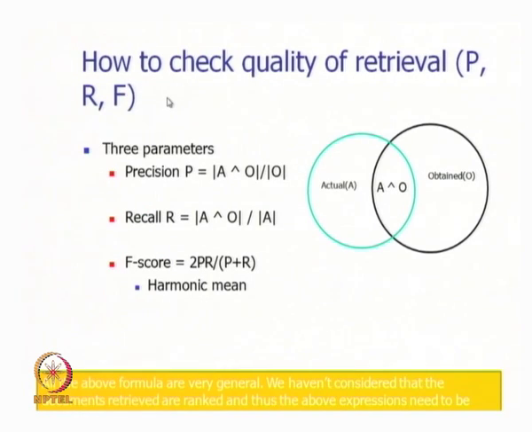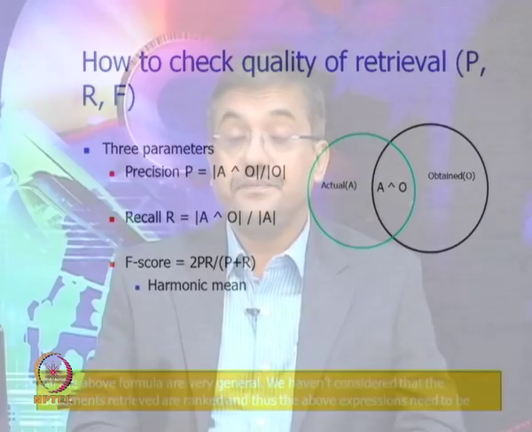Now, we come to a very important point, which is how to check the quality of retrieval. This is done in terms of precision, recall and what is called the F score. We will explain all this carefully. So, we make some remarks with respect to the measurement of quality of retrieval, quality of the search engine.